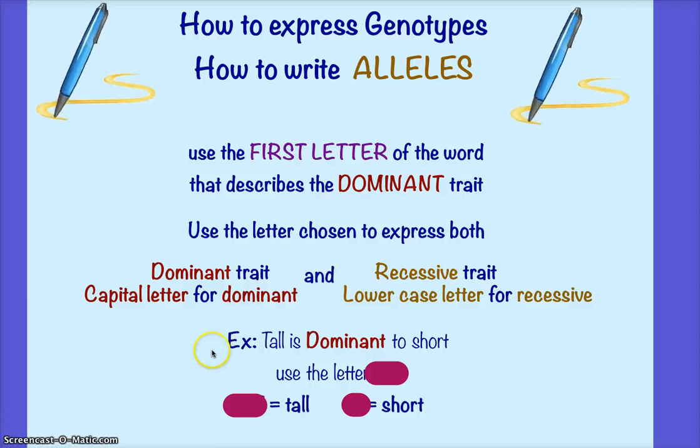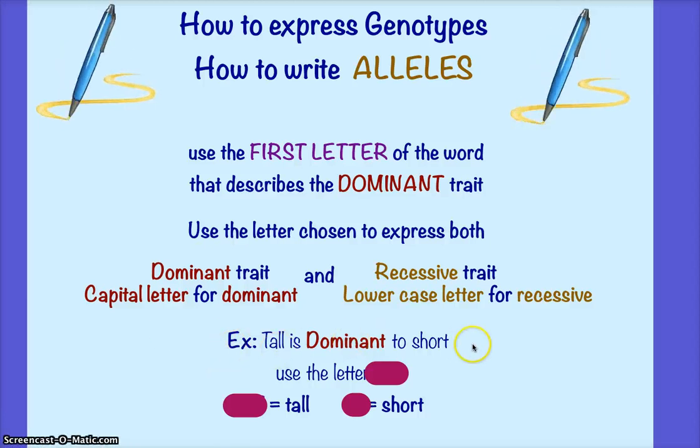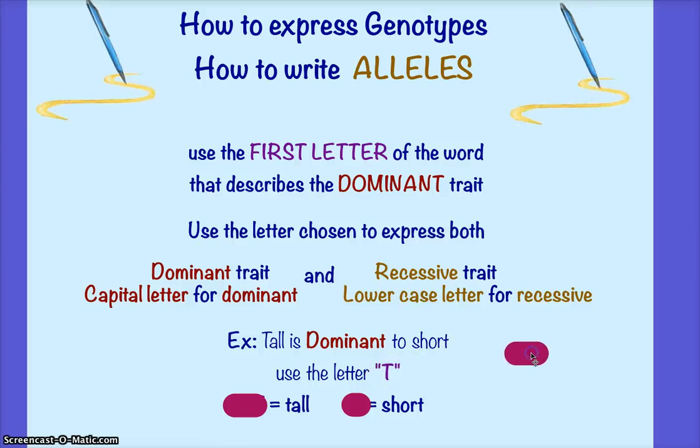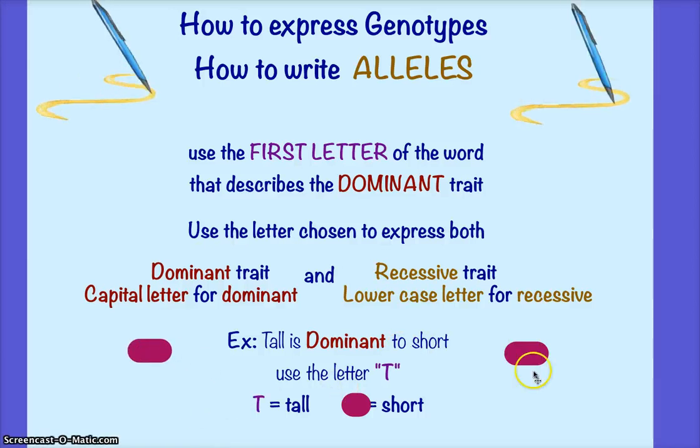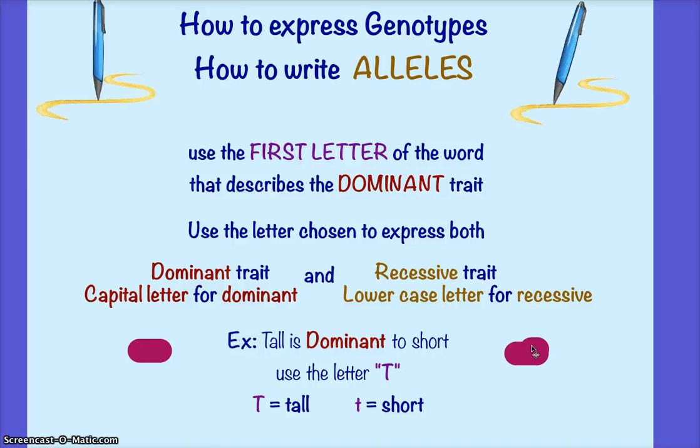So in this case, I'm giving you an example. Tall is dominant to short. What letters are we going to use? T. What letter are we going to use for tall? Capital T. So now we got to start expressing ourselves correctly. Capital T. What are we using for short? Lowercase t. Okay? Never another letter. It's always the same letter for tall and short, or for whatever trait, but you choose the capital letter.